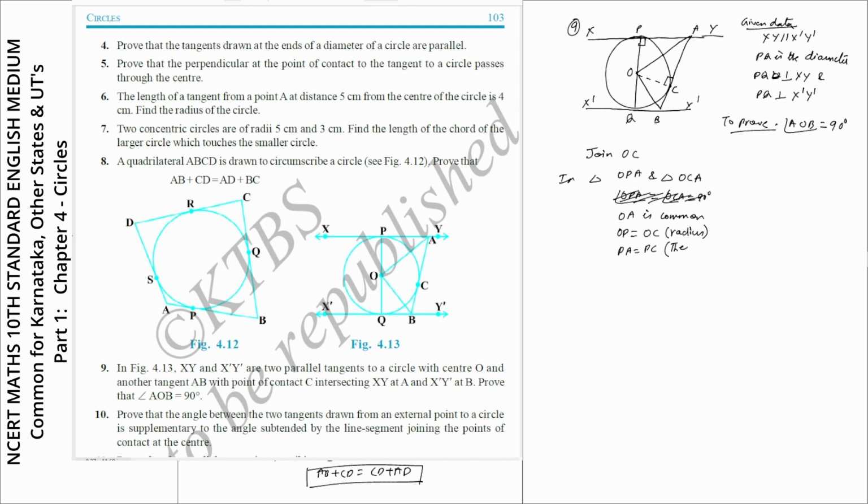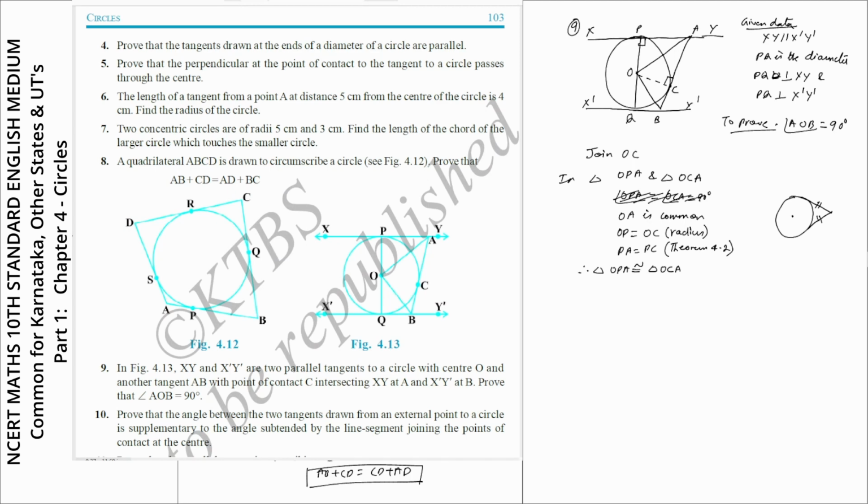Sorry, theorem 4.2. According to theorem 4.2, what does it say? If you draw tangents from an external point to a circle, then those two tangents will be equal. Now A is an external point to the circle, and PA and AC are the tangents. Therefore these two tangents should be equal. Therefore these two triangles are congruent. Triangle OPA is congruent to triangle OCA.